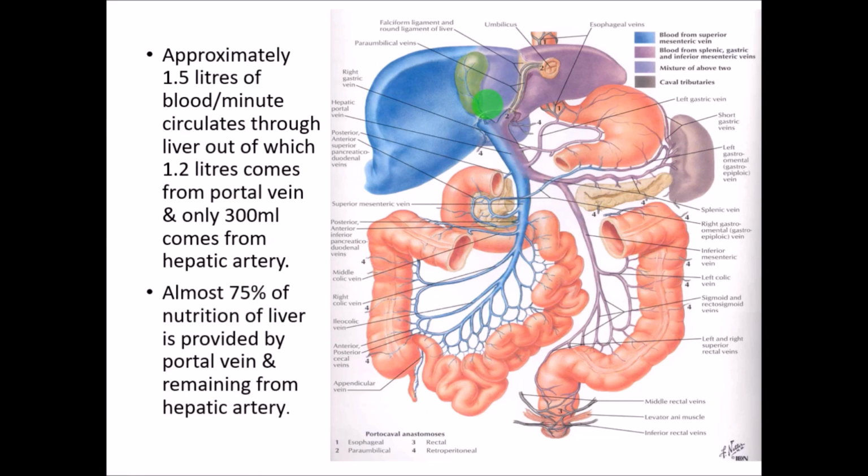Almost 75% of the nutrition of the liver is provided by the portal vein and the remaining from the hepatic artery. So the main nutrition is coming because of the blood coming from the intestine, especially from the small intestine, the stomach and everywhere, where the main absorption of nutrition is taking place. And so almost 75% of the nutrition for the liver will be coming from the portal vein, and the remaining 25% from the hepatic artery.